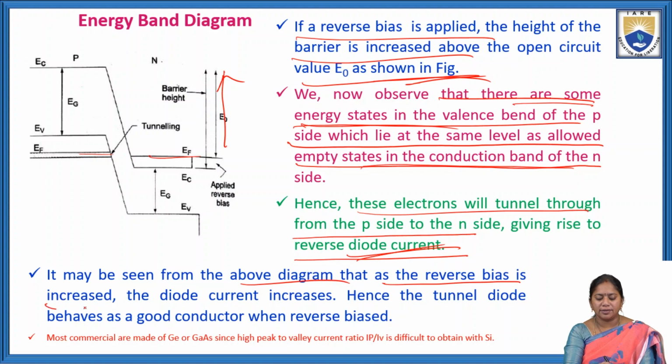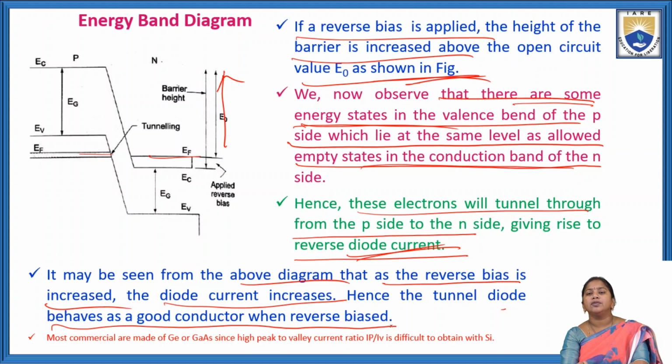As the reverse bias is increased, the diode current increases. Hence, the tunnel diode behaves as a good conductor when reverse bias is applied. While we are applying the forward bias, we will see the negative resistance.